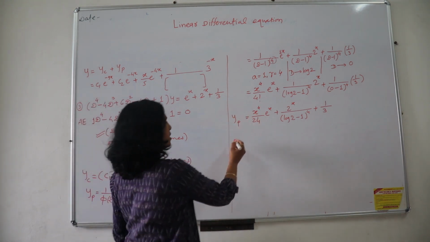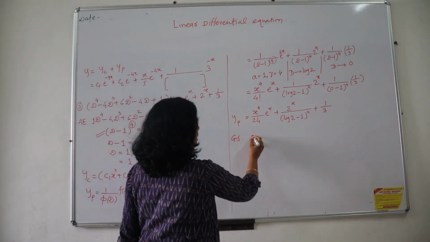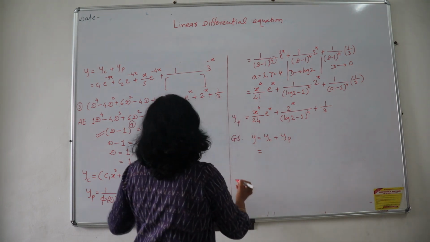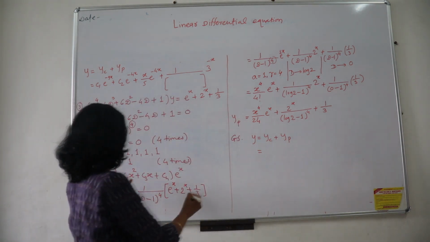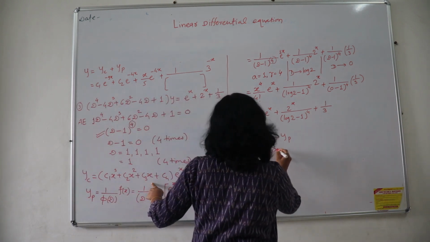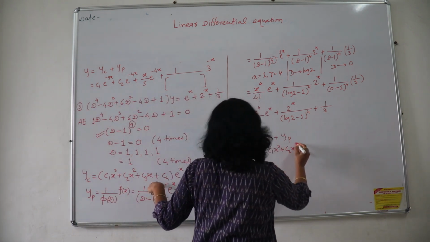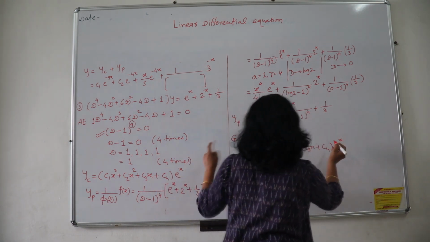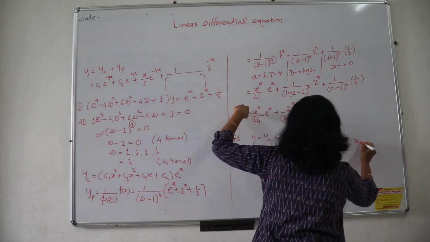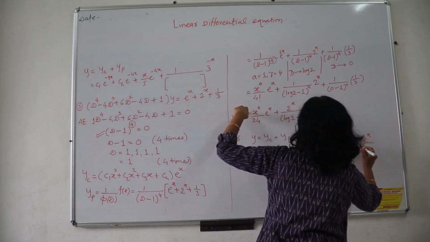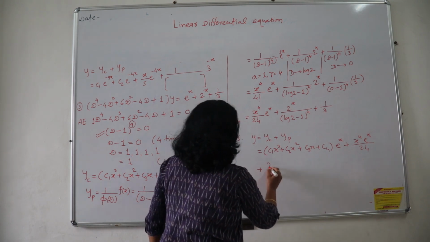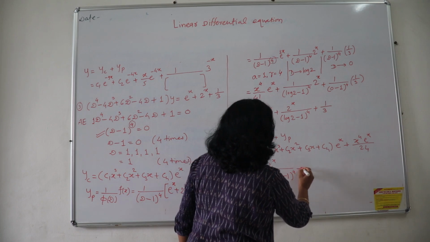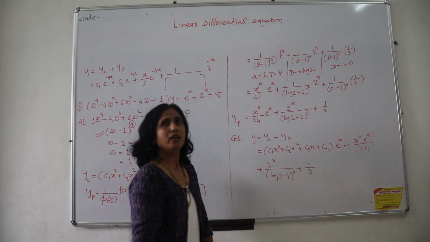So this is your yp, as no D factor is remaining in my simplification. I have completed this, and therefore my final work is the general solution, y is equal to yc plus yp. Then I have to write this bigger expression. Yc is written here: (c1 x cube plus c2 x square plus c3 x plus c4) e raised to x. Along with these terms: x raised to 4 e raised to x upon 24, plus 2 raised to x upon (log 2 minus 1) raised to 4, plus 1 upon 3, and this is my complete answer.